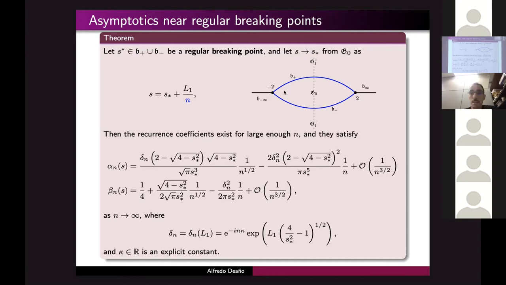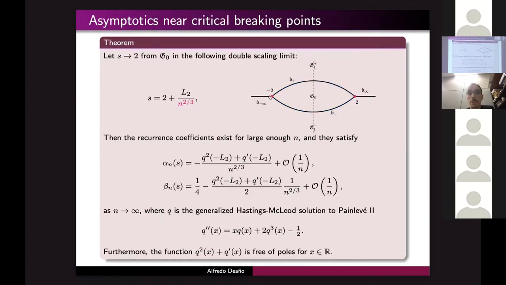And the last case is the critical breaking point, plus two and minus two. Here you have another double scaling limit, and now the critical speed is not one over n, but one over n to the 2/3. So this is a different case. What you need to describe the asymptotics of the recurrence coefficient is this function q, well, q squared and q prime. And q is a certain solution, called the generalized Hastings-McLeod solution, to Painlevé 2.